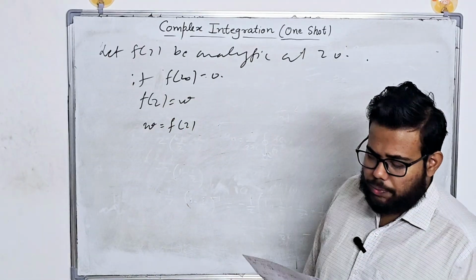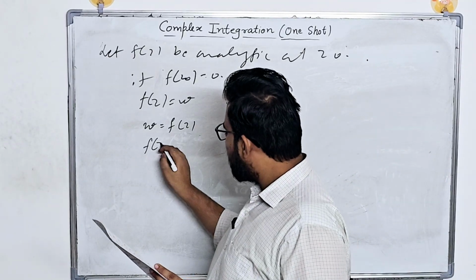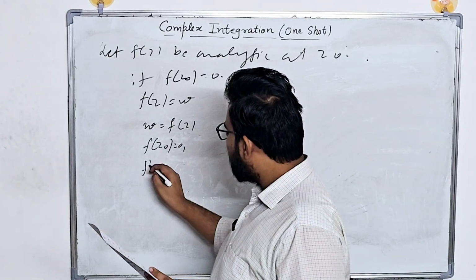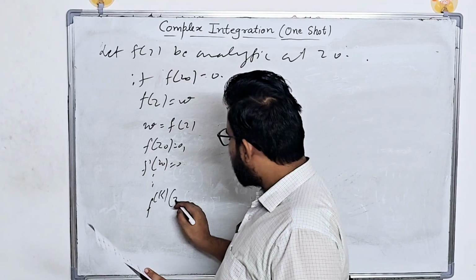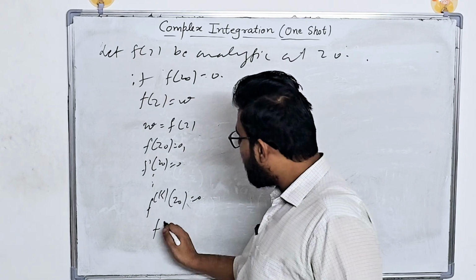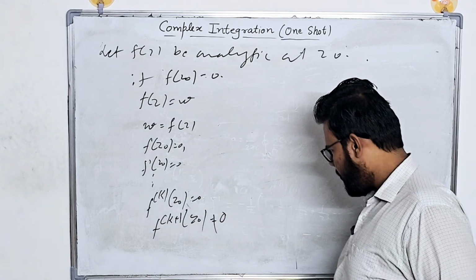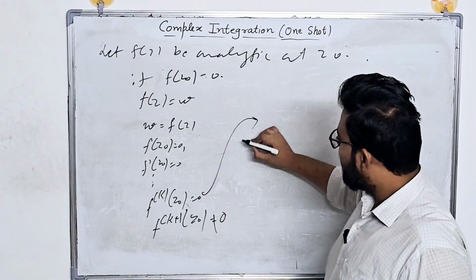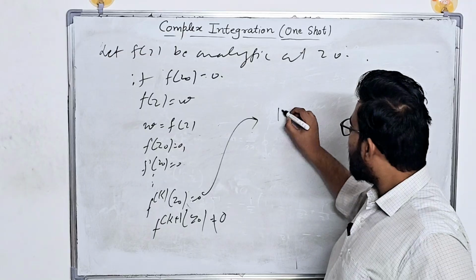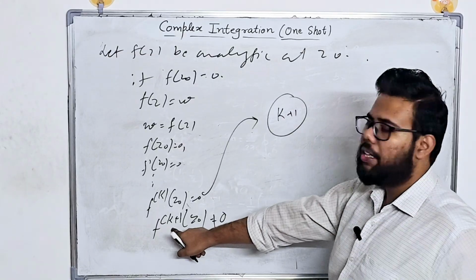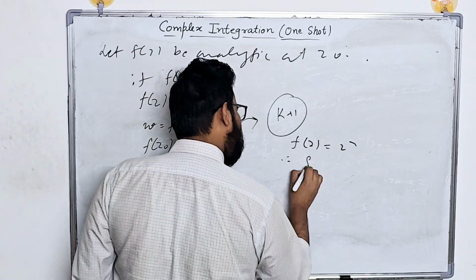Okay, so if f at z naught is equal to 0, and suppose f dash of z naught is also equal to 0, till the k-th derivative of z naught is equal to 0, and suppose after that the (k+1)-th derivative at z naught is not equal to 0, then the order of zero at z equal to z naught is k plus 1. That is the derivative value.